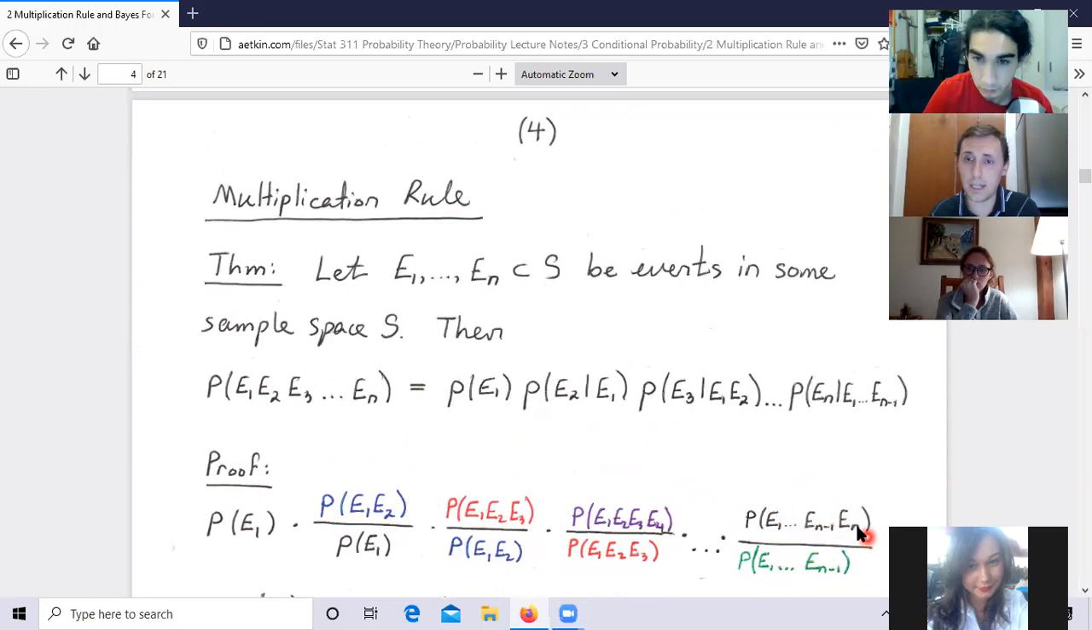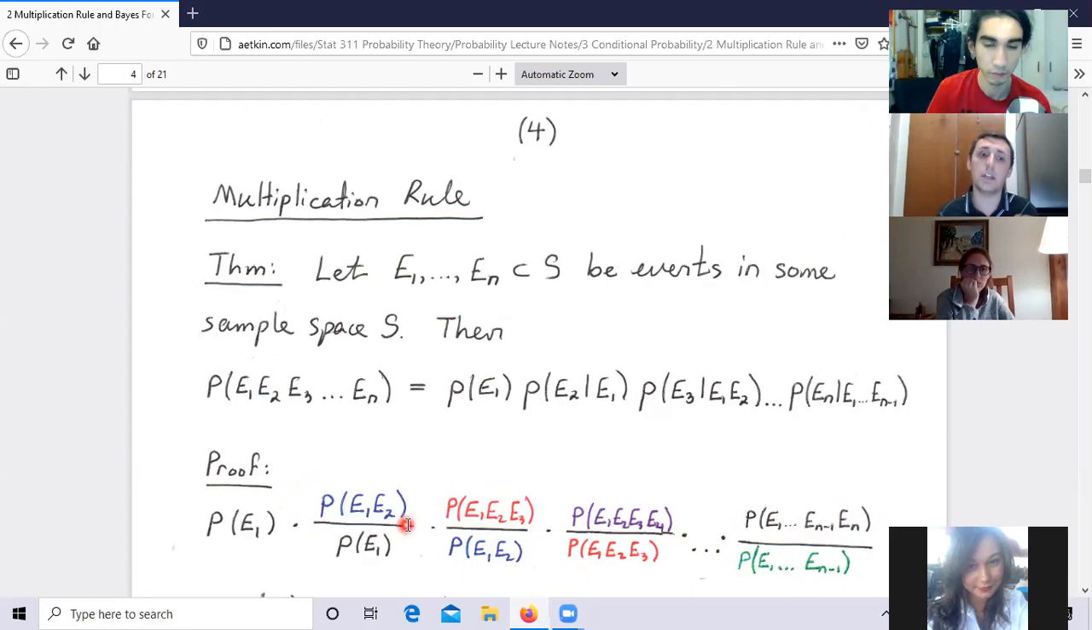You see, this denominator will be crossed by the numerator on the left, this denominator by the numerator on the left, and onwards, right? So you see, I can cancel everything, and the only thing that survives is this intersection. It's telescoping. Are you with me, guys? It's very important. We're understanding how I do this multiplication of probabilities that you might have seen in elementary classes.